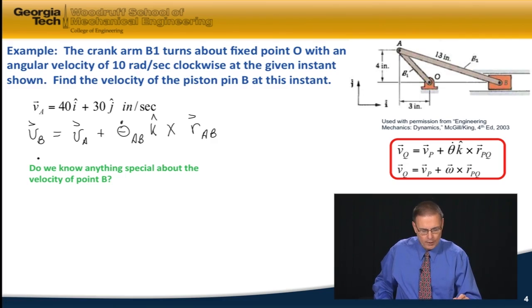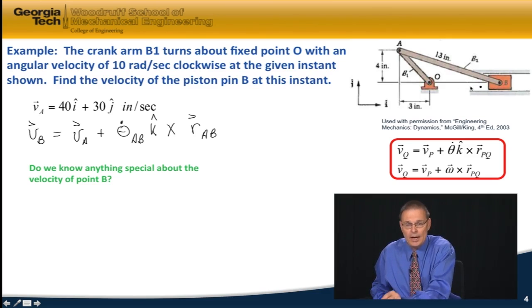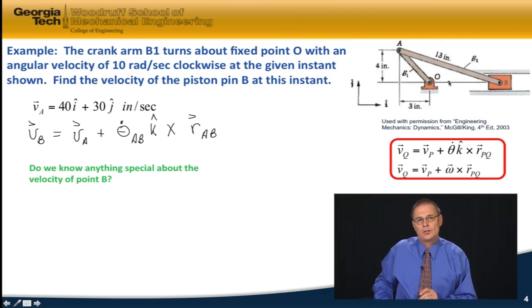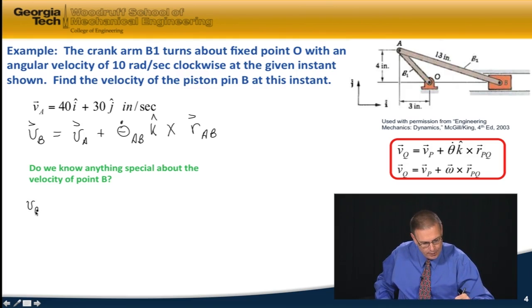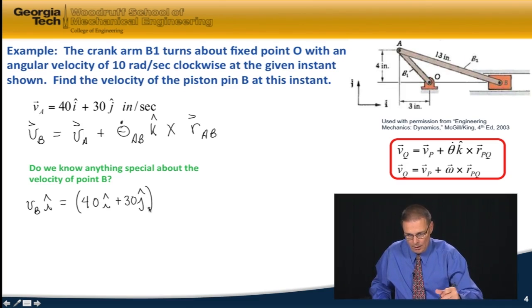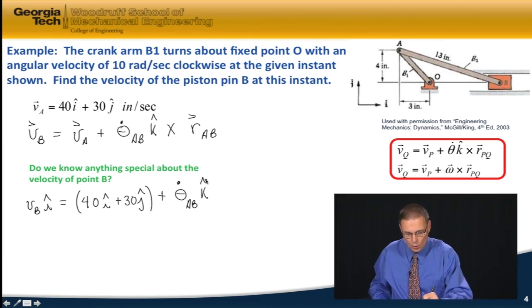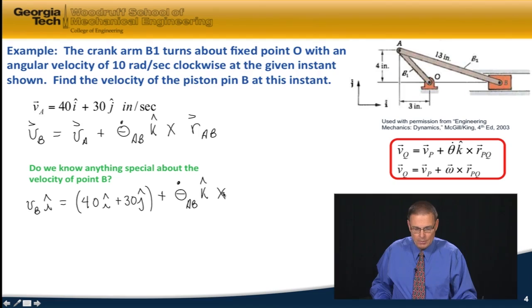And what you should have thought about and discussed was that the velocity of B is in the I direction only. So the only unknown for the velocity of B is the magnitude, not the direction. So I can then write the velocity of B in the I direction is equal to the velocity of A, which we found to be 40I plus 30J, plus theta dot AB in the K direction, the angular velocity of body B2, crossed with R from A to B. We're going to have to use a little geometry here.